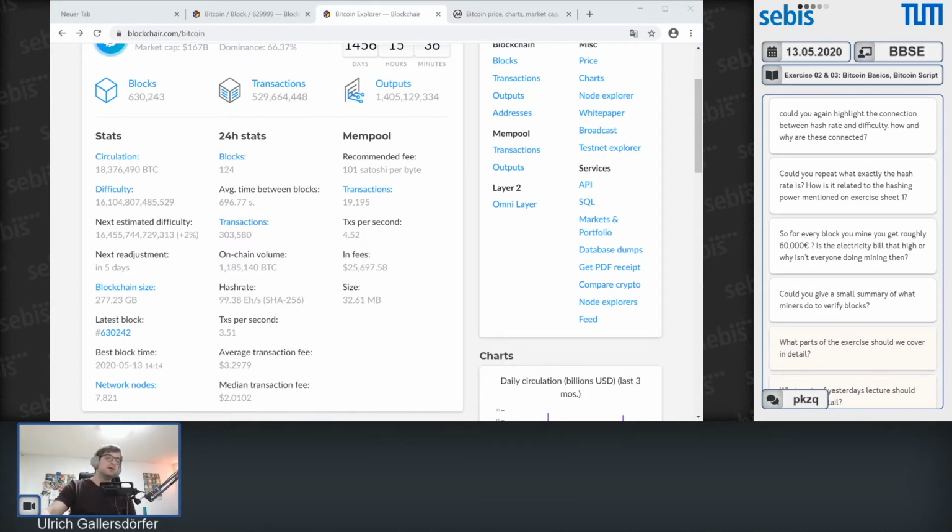And also the hardware is quite expensive. You cannot do it with your computer, not with the graphics card. You need specialized hardware to do that.